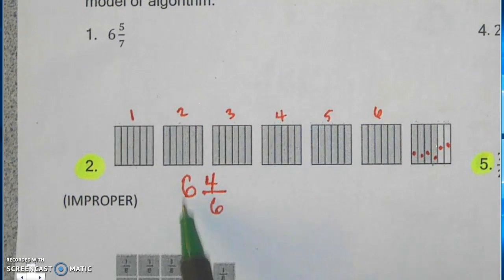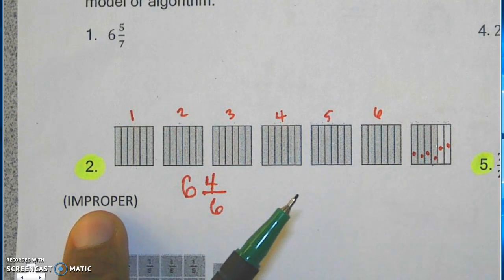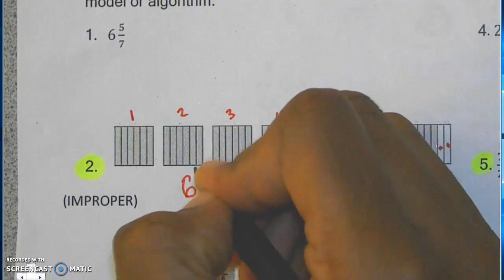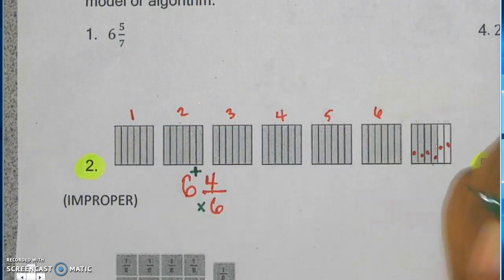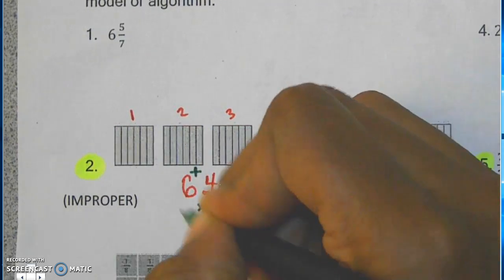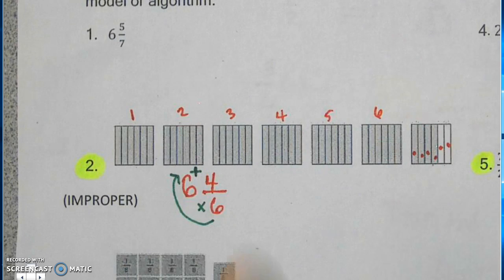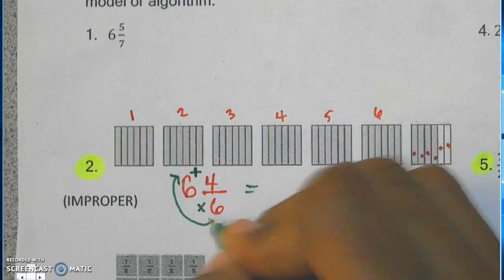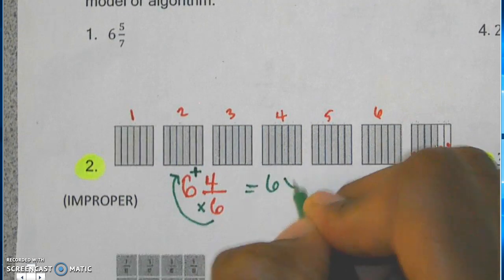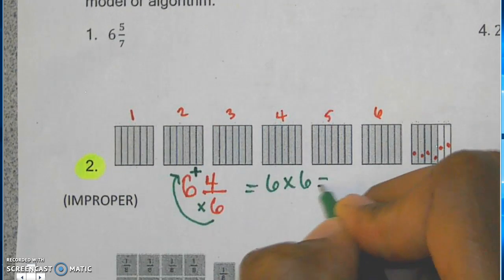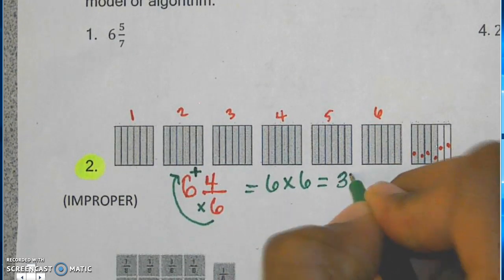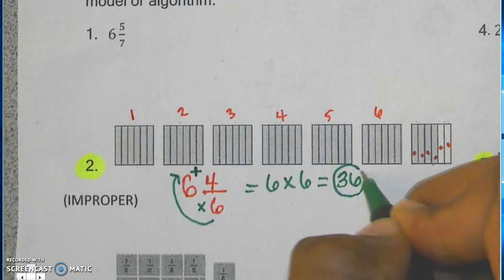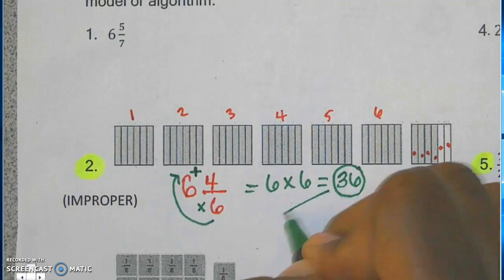I'm going to take my mixed number and make it into an improper fraction by using, as the Texans call it, the Texas method. Remember, we start from the bottom and we go around. I'm going to multiply 6, my denominator, times 6, my whole number, to get 36. Circle my product of 36. Bring it down.